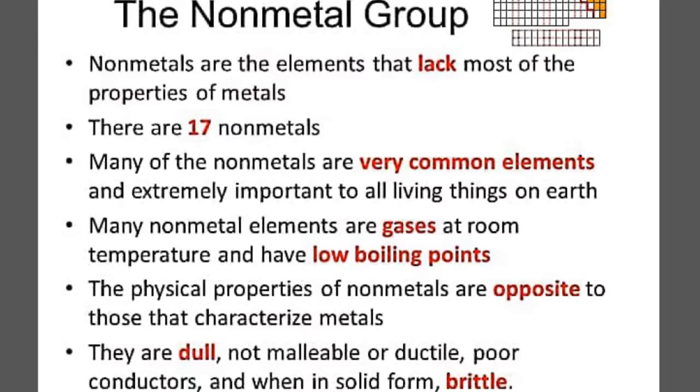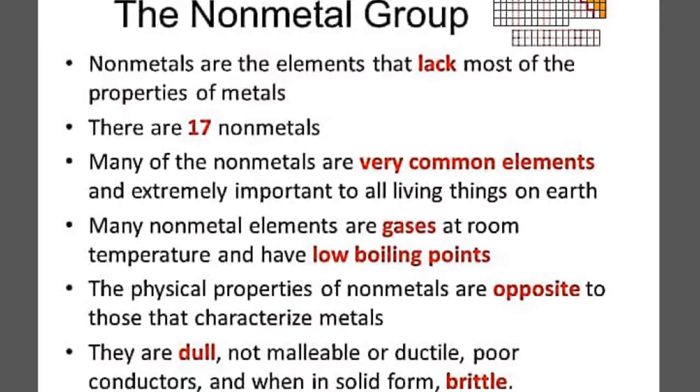This is a chart talking about the non-metallic group, which lacks most of the properties of metals. There are a total of 17 non-metals, and many of them are very common elements and extremely important to all living organisms on the earth. As we have already discussed about the state, non-metals are generally gaseous at room temperature, which is why their density is very low in comparison to metals, and they also have low boiling points.